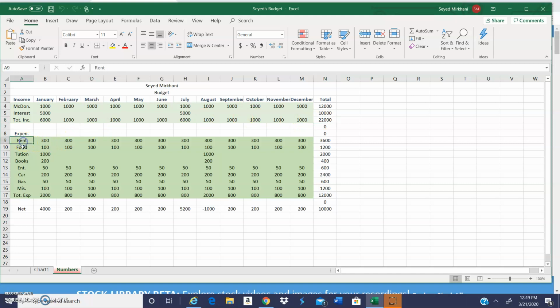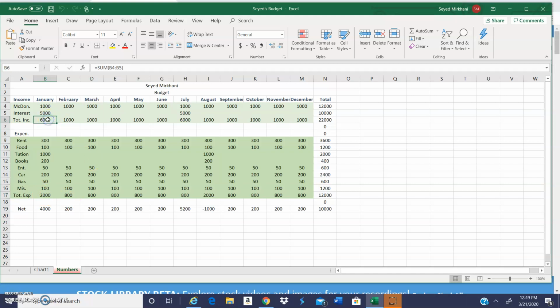However, I have expenses, and as you all know, it's similar to you. Think about me as a student, think about it as yourself. You have some expenses, for example, every month in the month of January, you have to pay $300 for the rent, $100 for the food. You go to school and you pay $1,000 tuition, $200 for the books, $50 entertainment, $200 car, $50 gas, $100 miscellaneous. Your total expenses are $2,000.